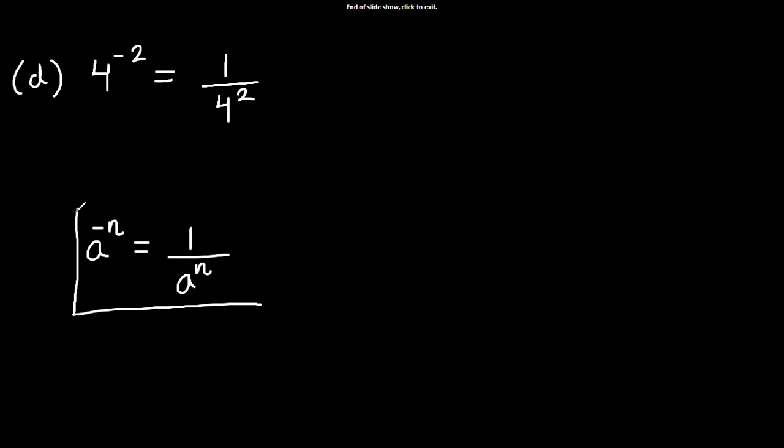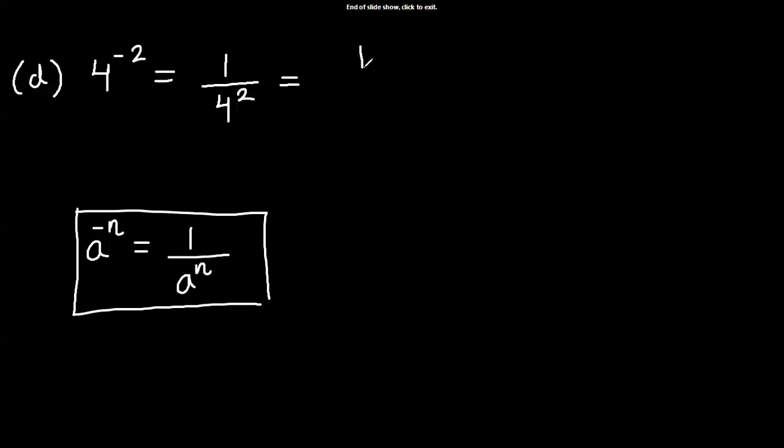So what that means is, once you have a negative, you could flip it. But if you're flipping it, when you write the power in the denominator, it doesn't have a negative anymore. So 4 to the power of -2 is going to be equal to 1/4 squared because of this rule, a to the power of -n equals 1/a to the n. Now what is 4 squared? 4 times 4 equals 16.